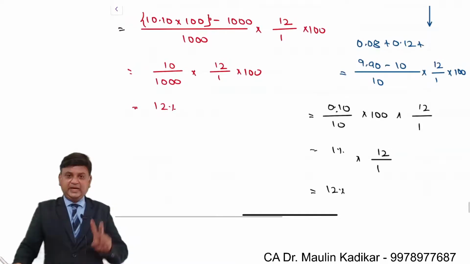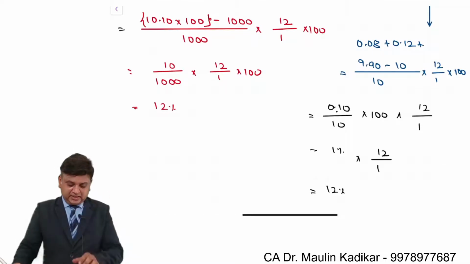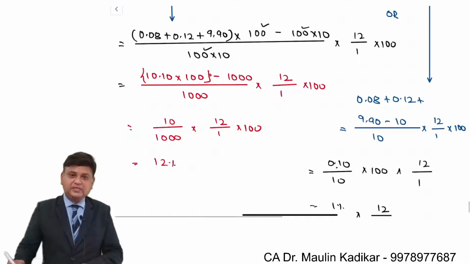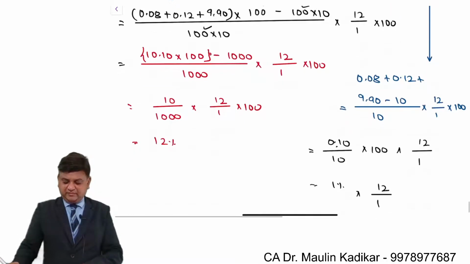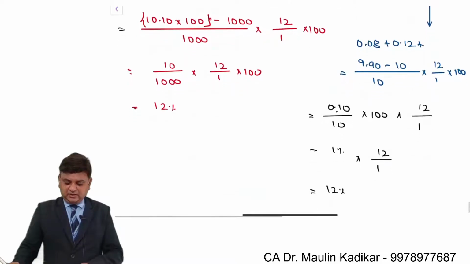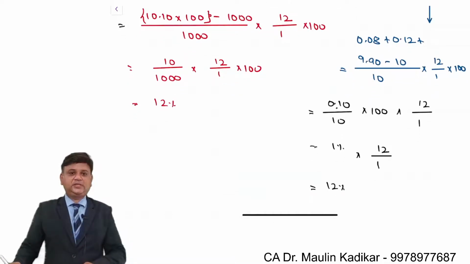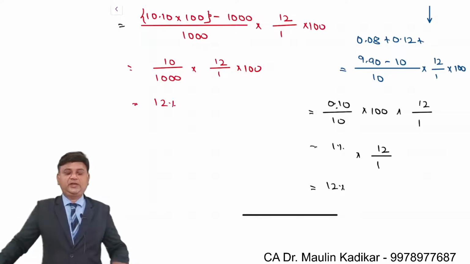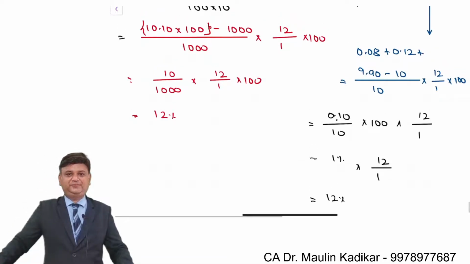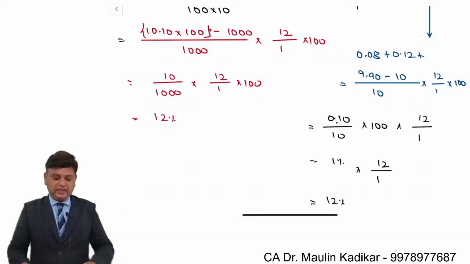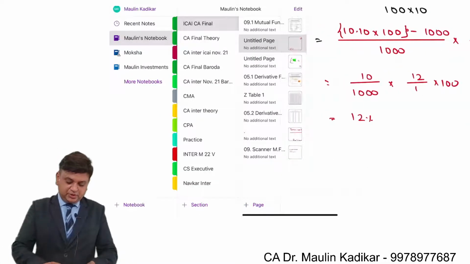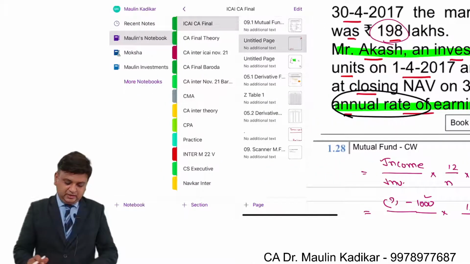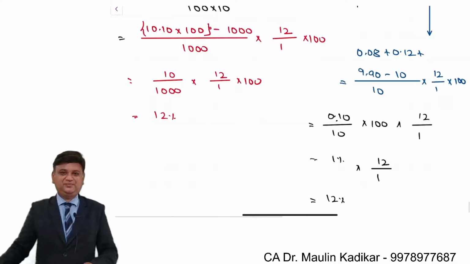Friends, we can do the answer by either of the methods, either taking into account the number of units in which you had made investment, or without considering the number of units, because ultimately you are required to find the answer in percentage terms. That is the reason, so we can do the answer by either method. Friends, over here we are required to compute the annual return, so we have multiplied by 12 divided by n to convert that into annualized terms.